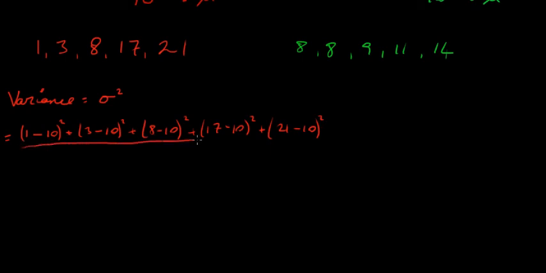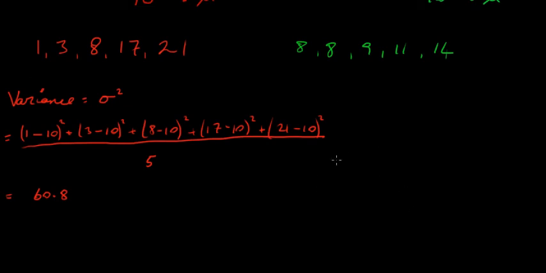So when we do all of this, we're going to divide that by 5. We have 5 data points here. And when you do that, you get, rounded to one decimal place anyway, 60.8. Okay, so let's do the same on this side here and see what kind of variance we get.